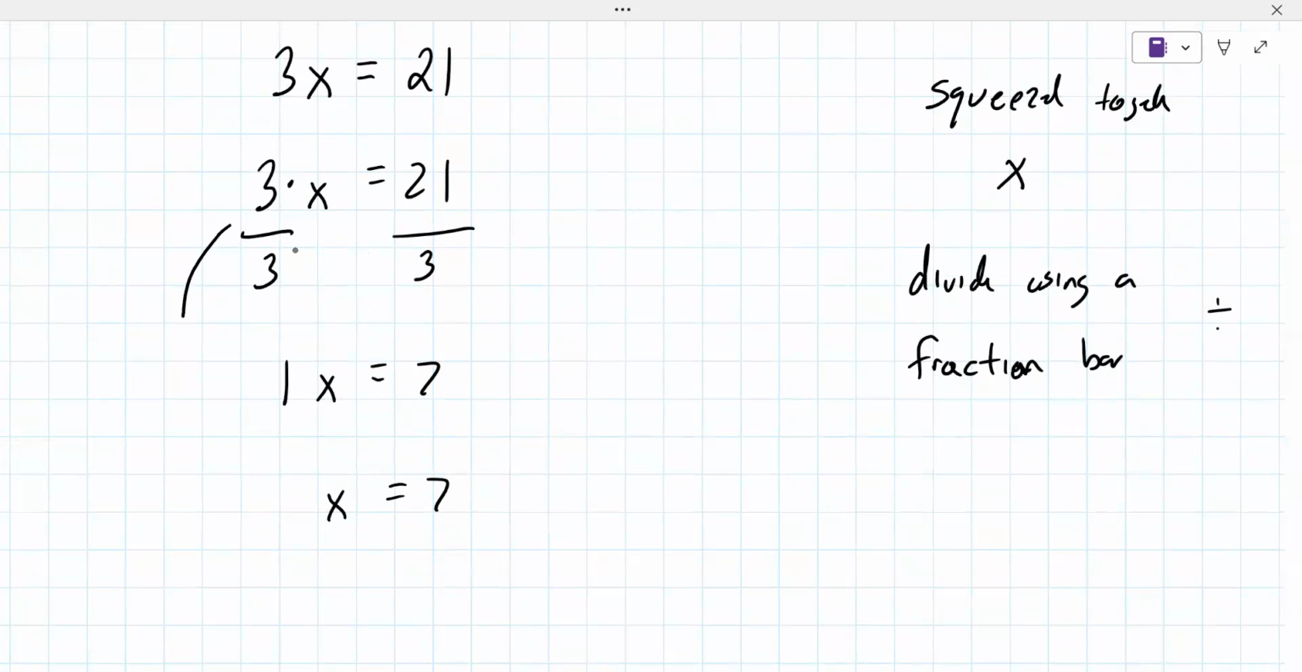What a lot of students do is they'll just come down to this line. They know that 3 divided by 3 is 1, and then you get x equals 7. Now let's look at another one here. Let's say it's negative 5x equals 20.